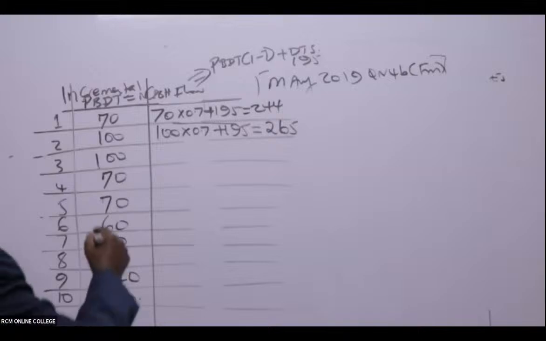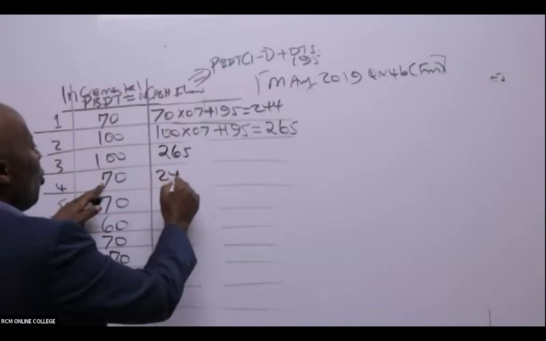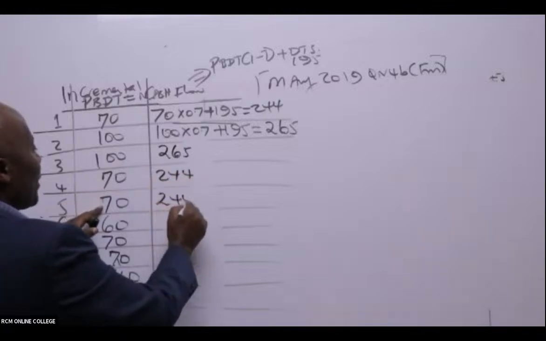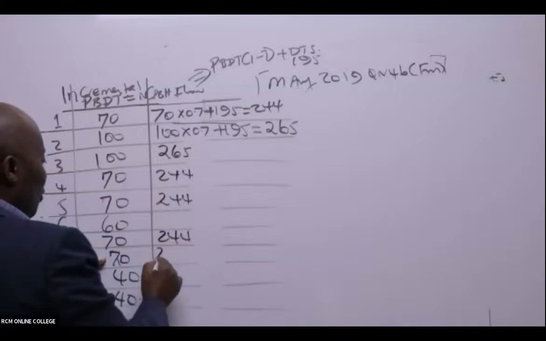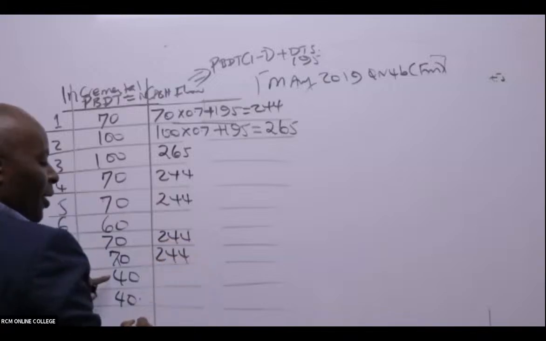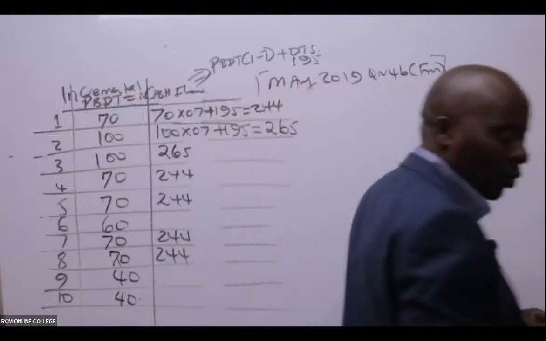Like now, this one, I know it will be 265. I know this will be 244. Don't ask me how I'm getting this. I know this will be 244, and this 244, and this 244.